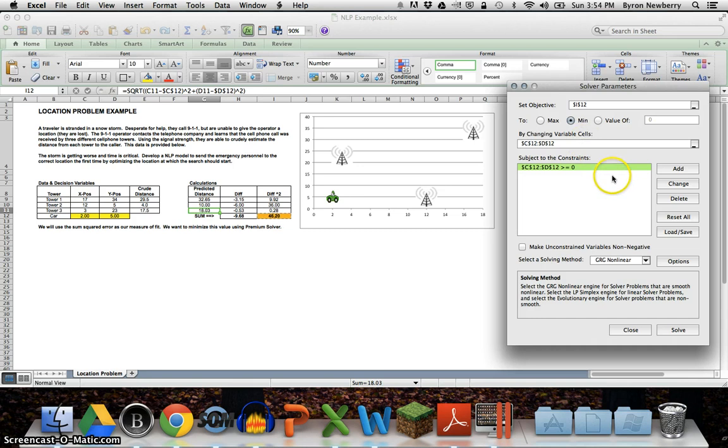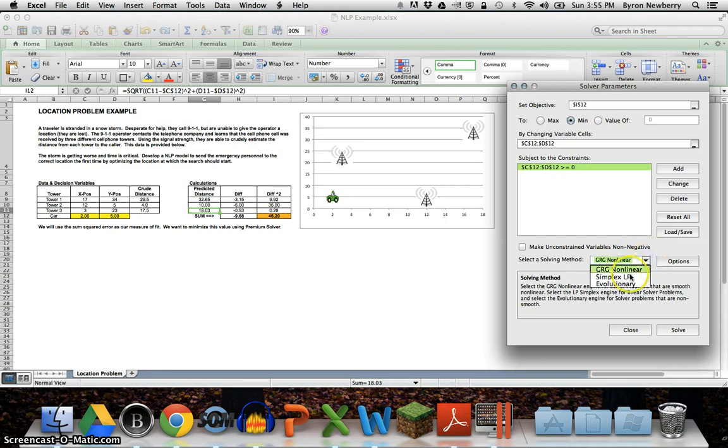My only constraint this time is I'm going to say that C12 and D12 must be greater than or equal to 0 because I know that the car is not way off in the negative areas. So it just limits how much I have to search. This time I don't need to make unconstrained variables non-negative because I've already added a constraint that says that. I could have clicked this button and not done that constraint, and it would have been fine.